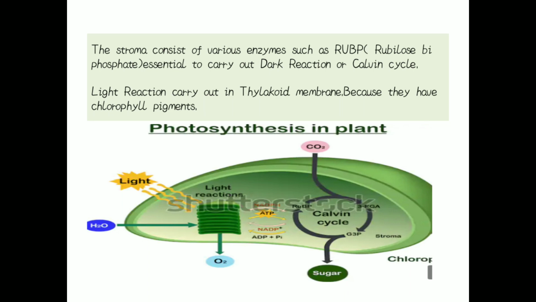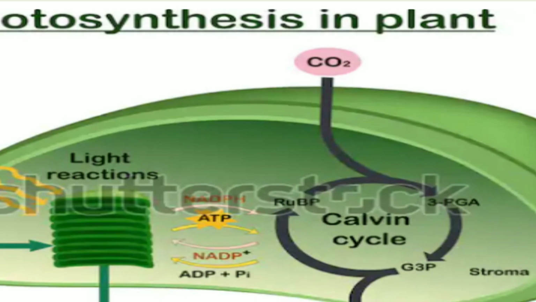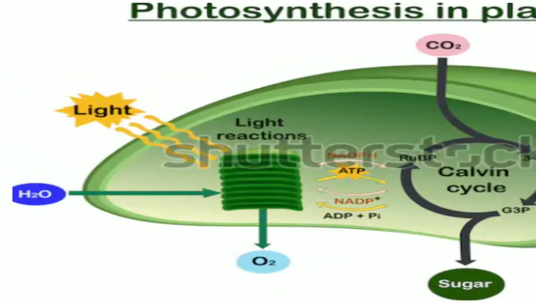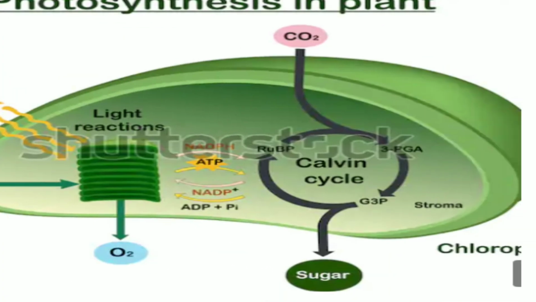Photosynthesis in plants. Here I have shown a diagram of how the process of dark reaction and light reaction occurs. In the stroma region, carbon dioxide fixation takes place with the help of the phosphoglyceric acid molecule in the Calvin cycle, and the final product formed in this Calvin cycle is a sugar molecule.